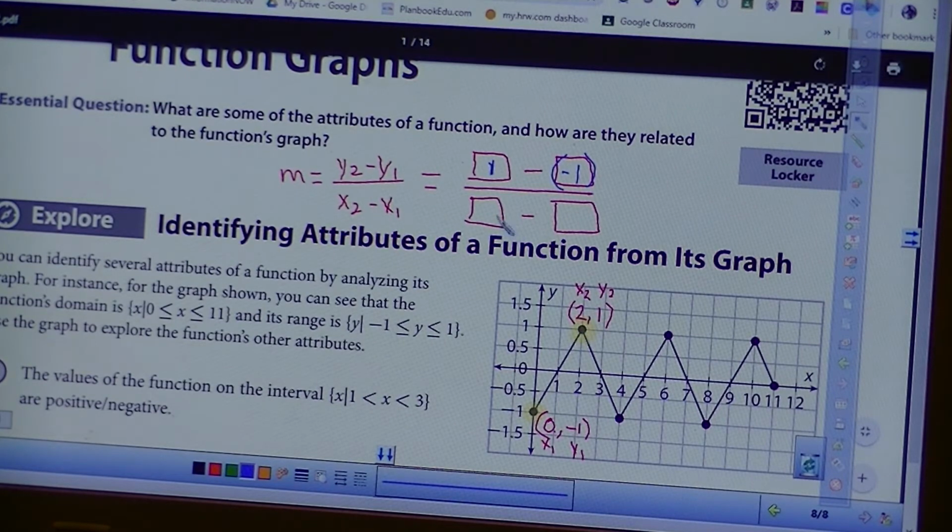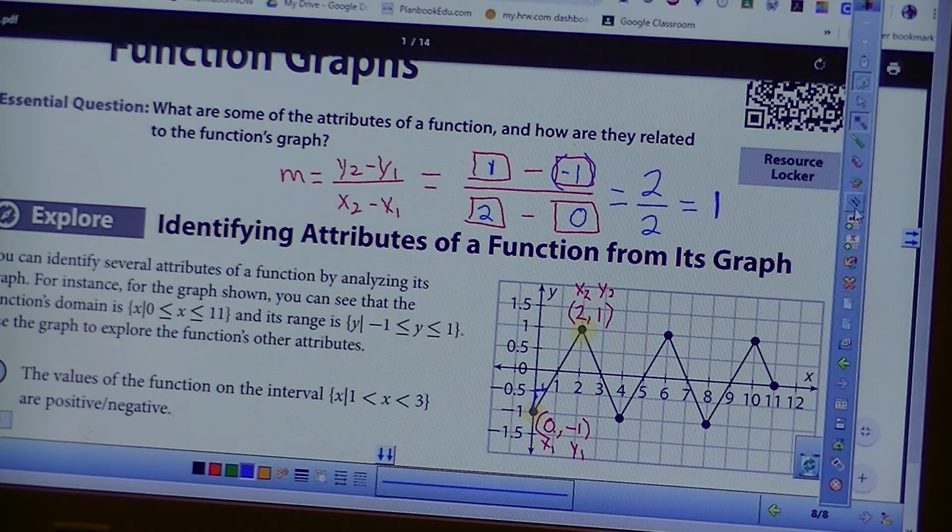Alright, so here we are. Next we've got x sub 2, which goes right here, which is a 2, and then x sub 1, which is 0, goes in this other box. As we simplify, we get 1 minus negative 1, which is really adding. So 1 plus 1 is 2, and then 2 minus 0 is 2, and 2 over 2 is just plain old 1. So the average rate of change right here is 1. And if you thought about it, you could almost count it too.